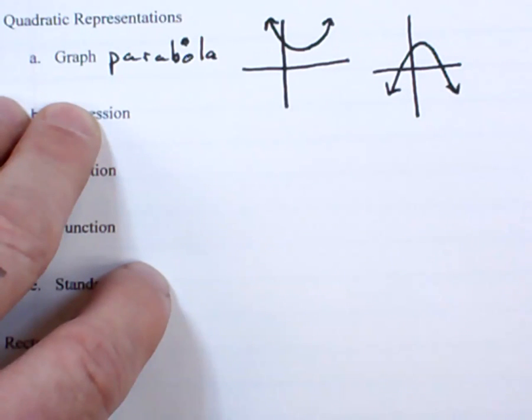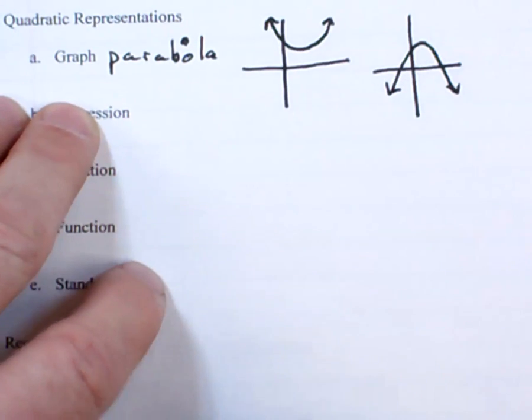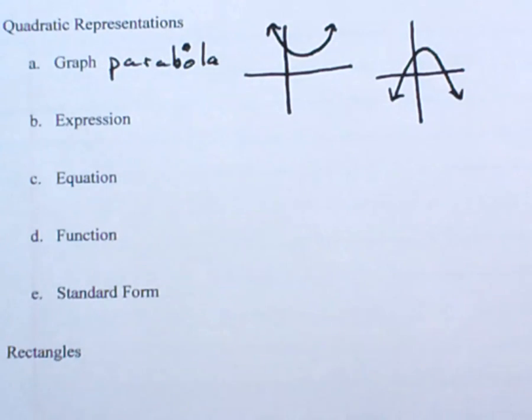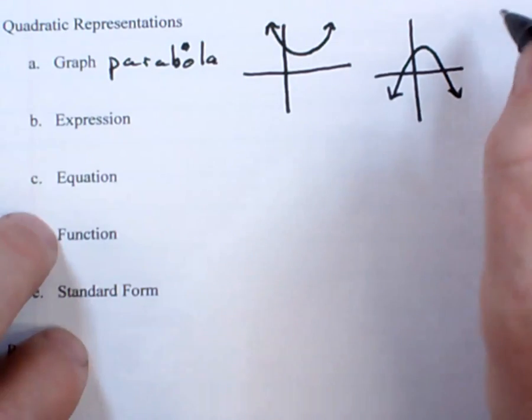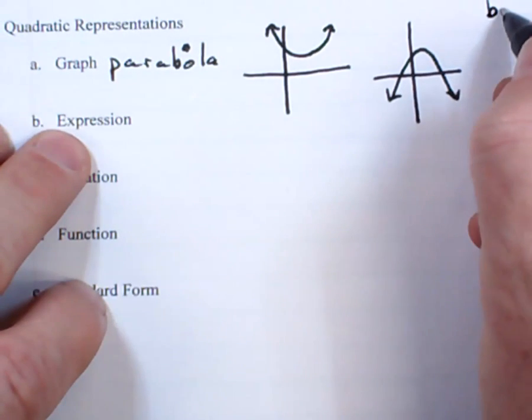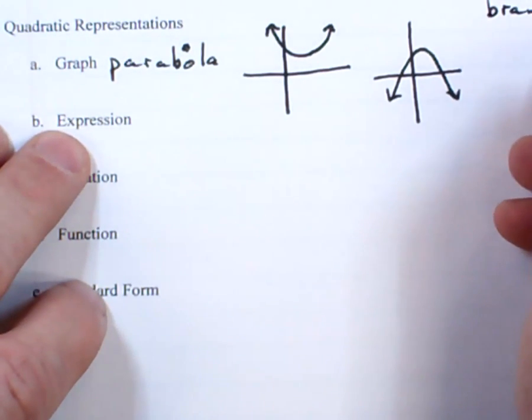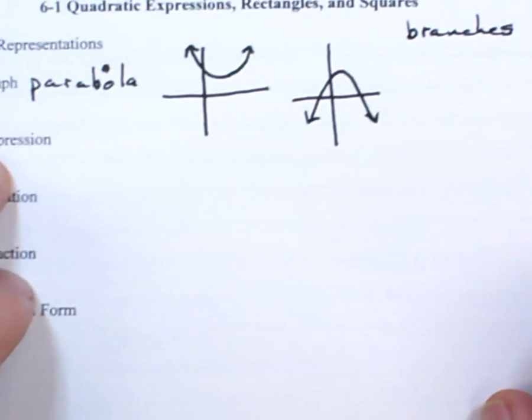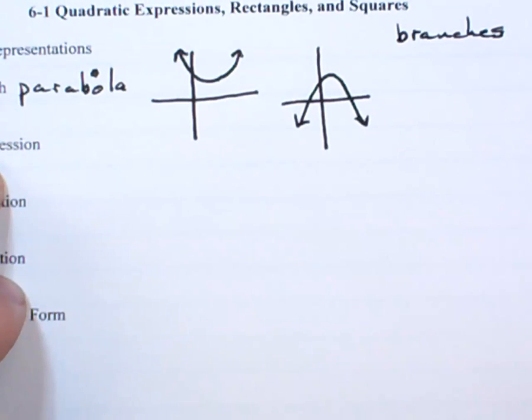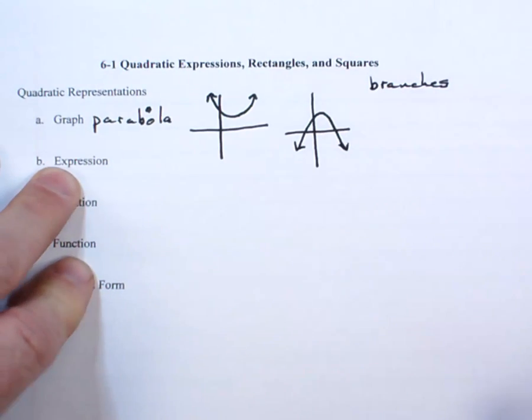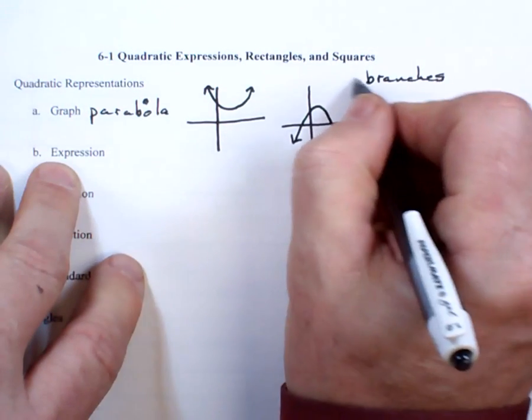So you have talked about these, or is this the first time you've ever seen them? Parabolas. Okay, they have these parts. They have branches. These are the branches right here.